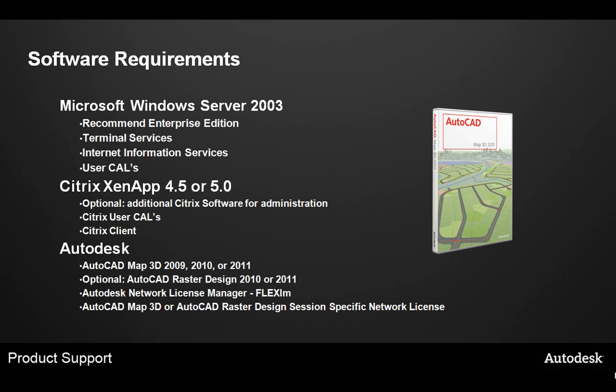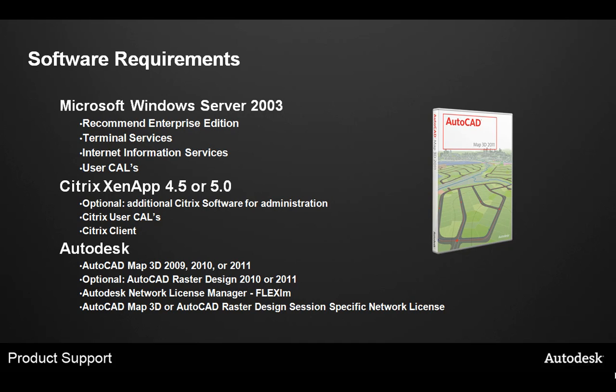Software requirements for Map 3D 2011 in the Citrix environment are Microsoft Windows Server 2003. Product support recommends you use the Enterprise Edition. Also, you'll need the Terminal Services and Internet Information Services roles. User CALs for your intended Terminal Services connections are also required. For Citrix XenApp, Map 3D 2011 is Citrix ready for versions 4.5 and 5.0. You'll need user CALs for your Citrix user connections, as well as the Citrix clients.